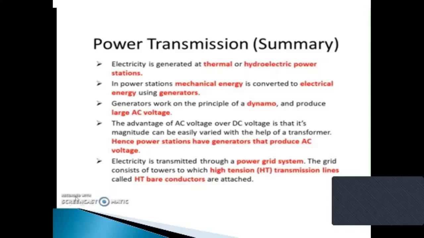Now, this electricity is transmitted to the power grid system. The grid consists of towers which have high tension conductors. This electricity from the power station is then supplied to the stations which are nearby you, that is, to the substations.